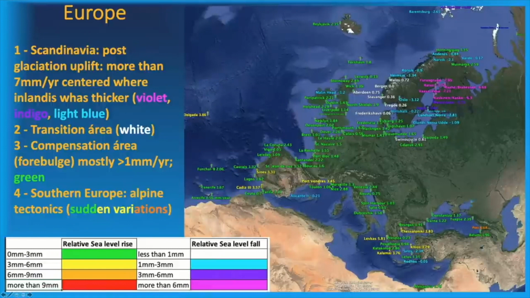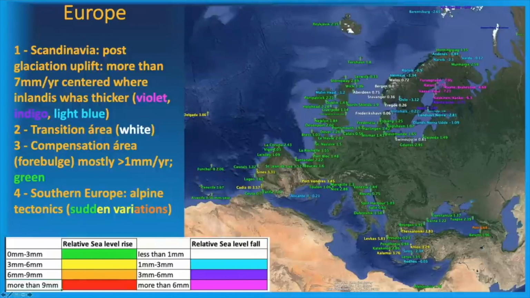And what you can see is that here in Scandinavia you have places where this is going down near 8 millimeters per year, and then this figure is going down also. So in the indigo you have 5 millimeters, and in light blue you have between 3 millimeters and 1 millimeter of sea level going down.